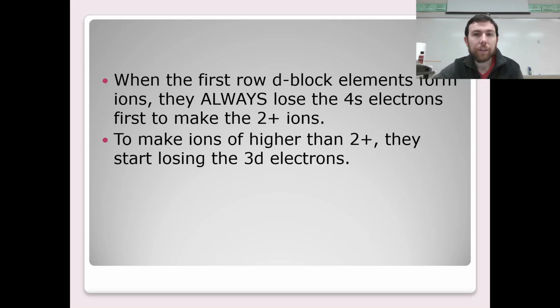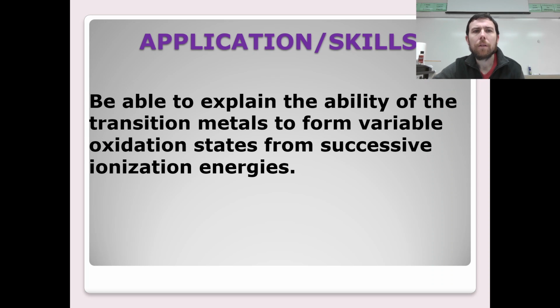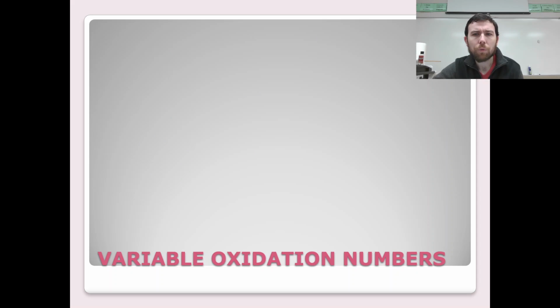Now, to make ions higher than 2+ for the majority of those first row d block elements, you start removing electrons from the 3d sublevel. What we should be able to do is explain the ability of the transition metals to form variable oxidation states from successive ionization energies. So we're going to look at a table of the different oxidation states, the different ions that these first row d block elements can form. Let's take a look at those things.